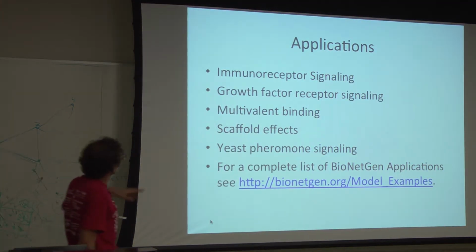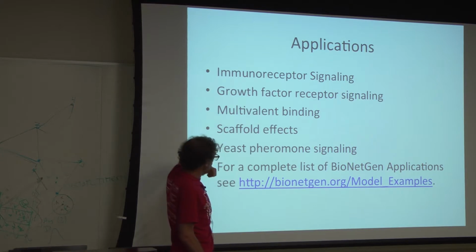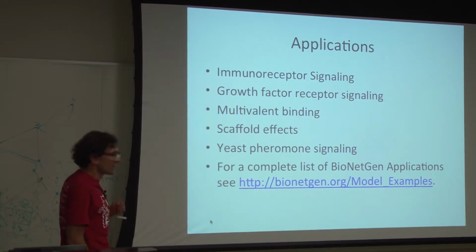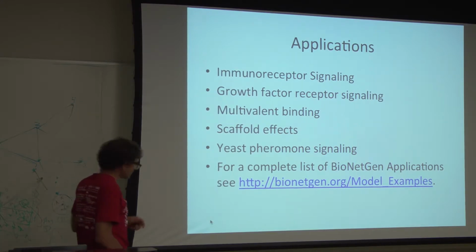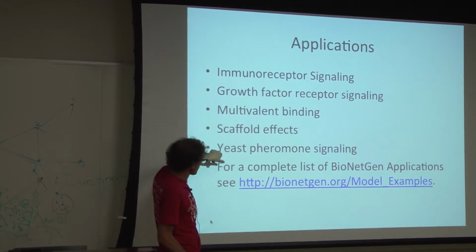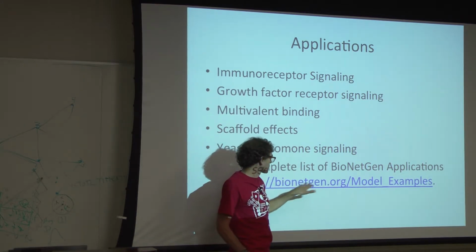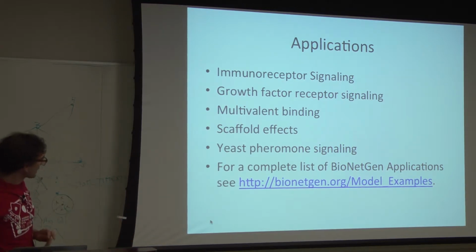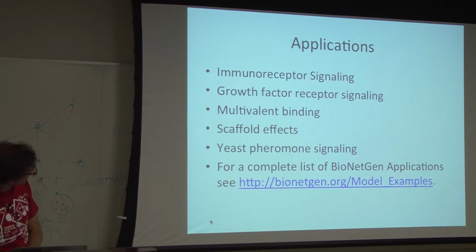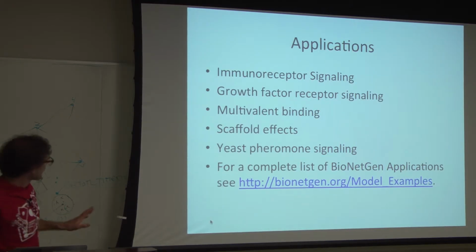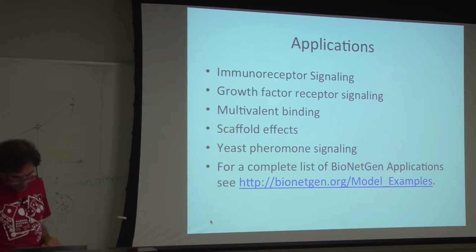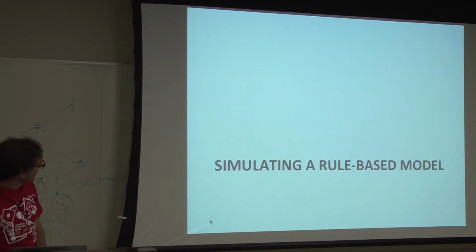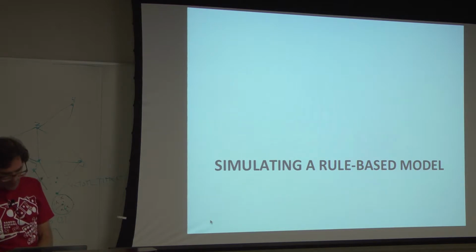So just some examples are illustrated here, different classes of systems that we or collaborators or other people in the modeling community have developed detailed biochemical rule-based models for. We've tried to keep track of different publications of rule-based models in the literature, and we're working on compiling a comprehensive database of the models, which will be hopefully available pretty soon. You can check our website for some examples. But I wanted to talk a little bit about, once we have such a model described, how do we go about simulating it?